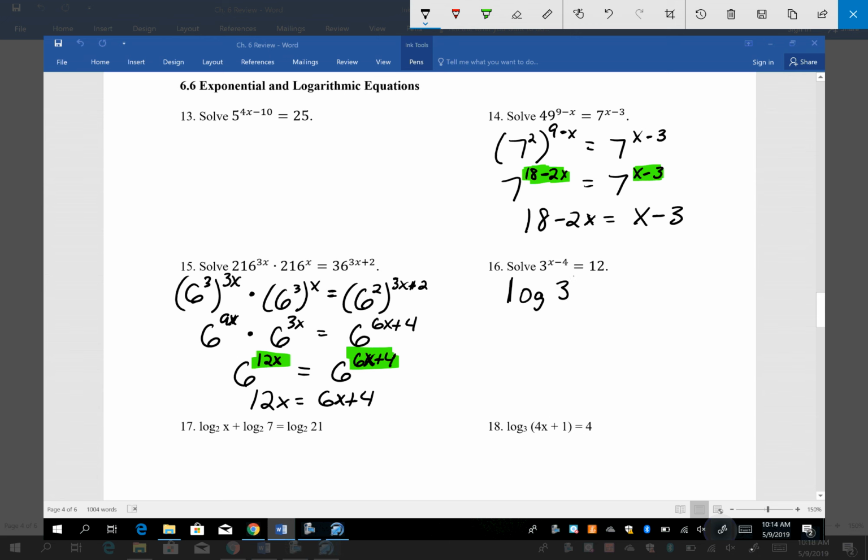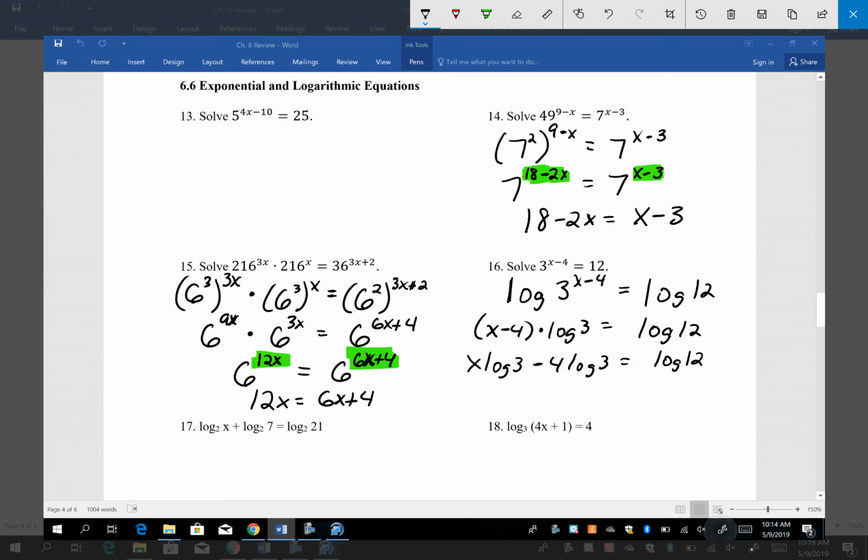The log of 3 to the x minus 4 equals the log of 12. The reason I did this is to be able to move this x minus 4 to the front. On Tuesday, I told you to take this log of 3 and multiply it by each of these terms. So x log 3 minus 4 log 3 equals log of 12.